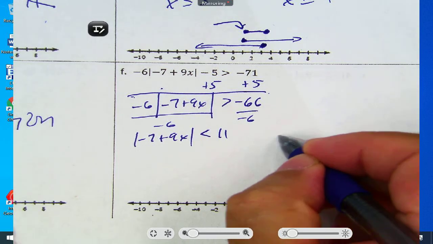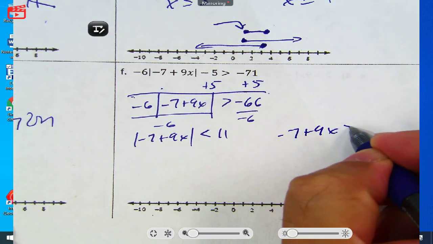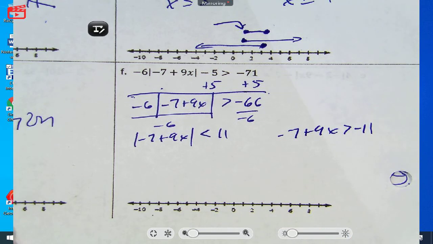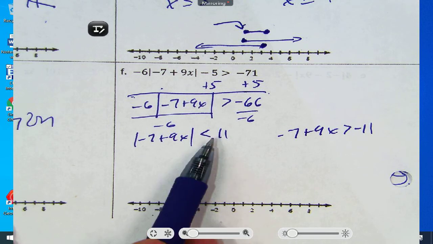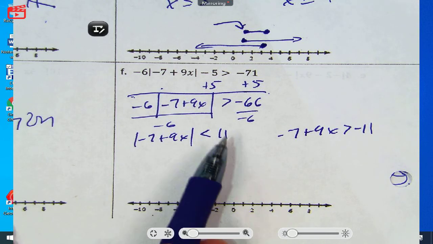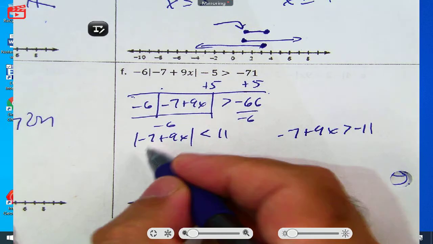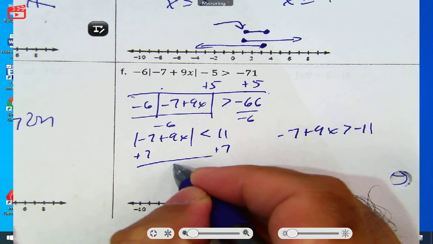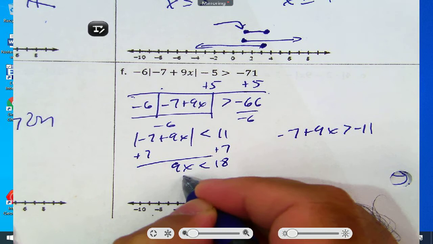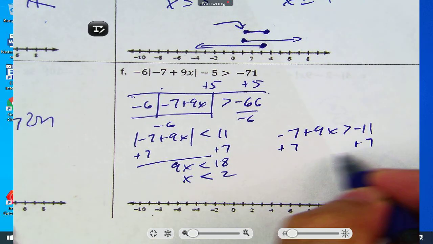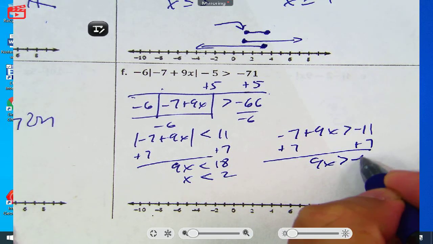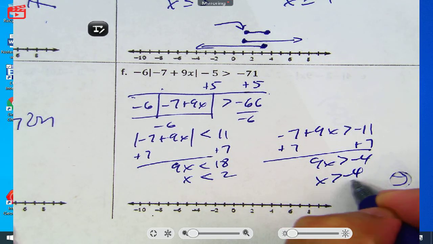Then I'm going to write the -7 plus 9x is greater than -11. If you're going to be lazy, I'm showing you how to be lazy. Like this is a normal version, right? The absolute value version without the absolute value, and that sign's positive. This is what it looks like. So you can just add 7 to both sides. So it's 9x is less than 18. X is less than 2. Add 7 to both sides. 9x is greater than -4. X is greater than -4/9.